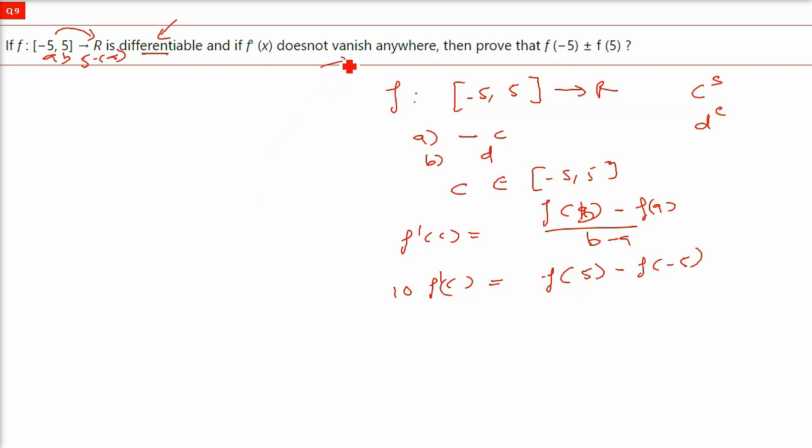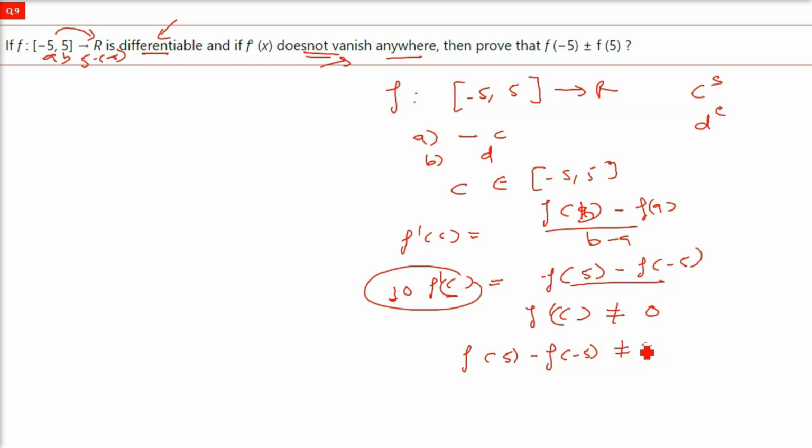We have come up till now, but the condition here is f dash x does not vanish anywhere. So f dash c or f dash x will never be equal to 0. That means f dash c is not equal to 0, 10 cannot be 0, this whole is not 0. That is, if 10 is a proper number, f dash c cannot be 0. So the whole left hand side can never be 0. So f(5) minus f(-5) cannot be 0. Right hand and left hand side both are same. So f(5) cannot be equal to f(-5). So this plus minus which you see is actually not equal to sign. That is what we were to prove, that f(-5) will never be equal to f(5).